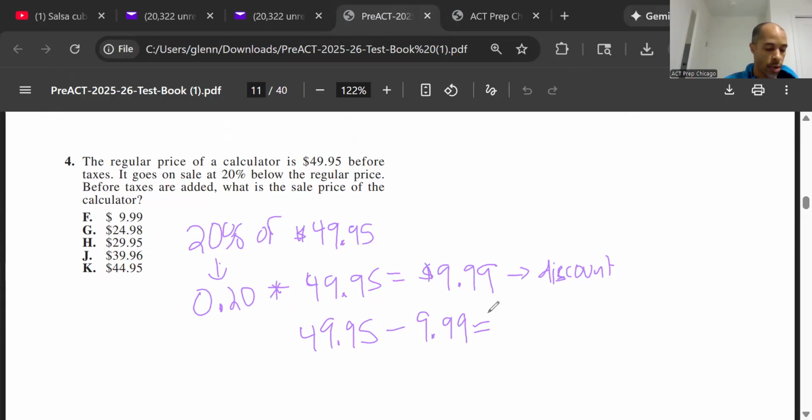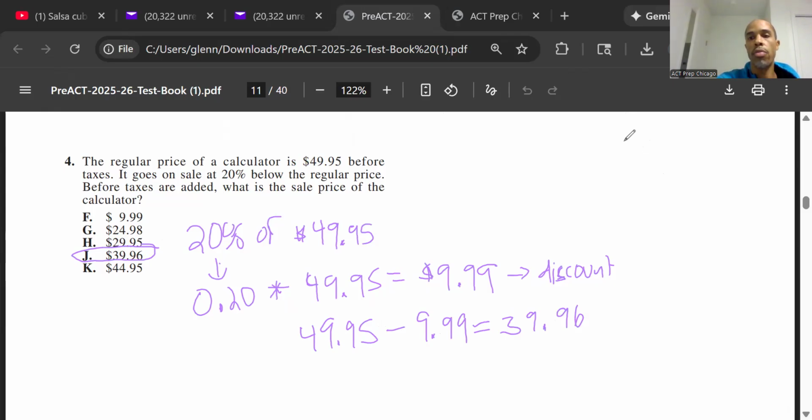There's another way to go about doing this, but we won't. We'll just do it that way. So we have $39.96. That would be our final answer. The other way to go about doing this, we could call method B, would be if we do the initial calculation based on percent.